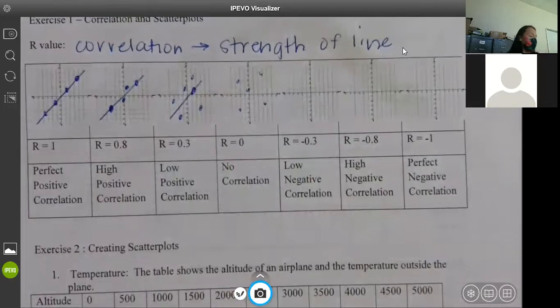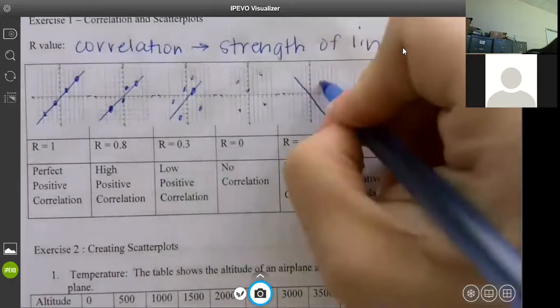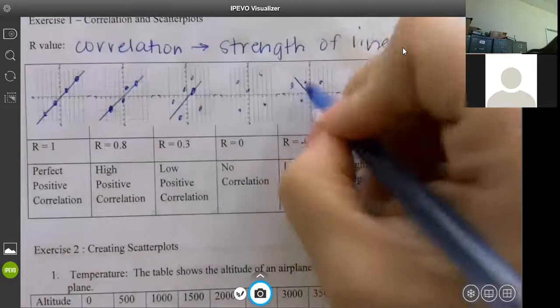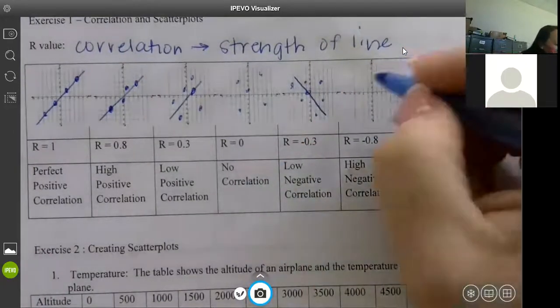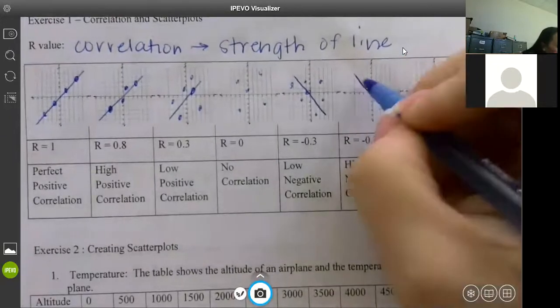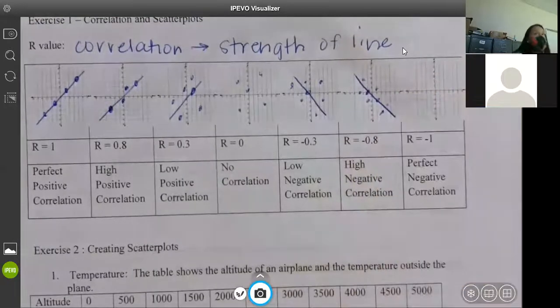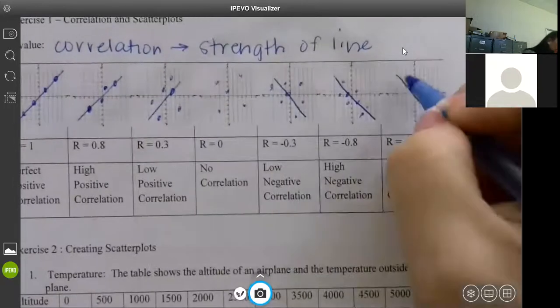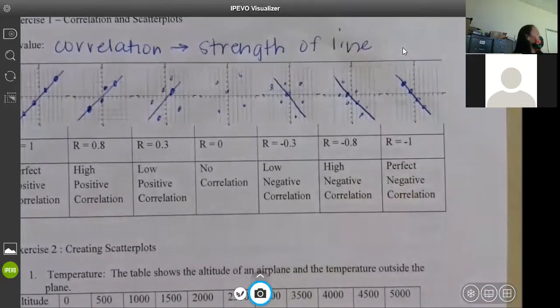It's going to work the same way for the other ones, except we're going to talk about decreasing. So you'll be able to tell that it's decreasing, but again, maybe not all the points are on the line. A high negative means that we really can see that it's decreasing and they're really close to the line. And I'll give you a minute to copy all this. And then perfect is that every point is on the line.